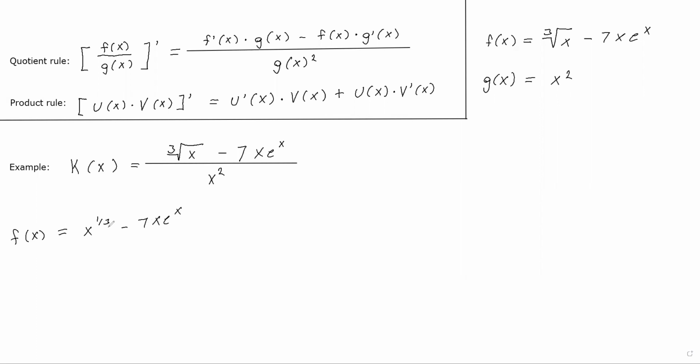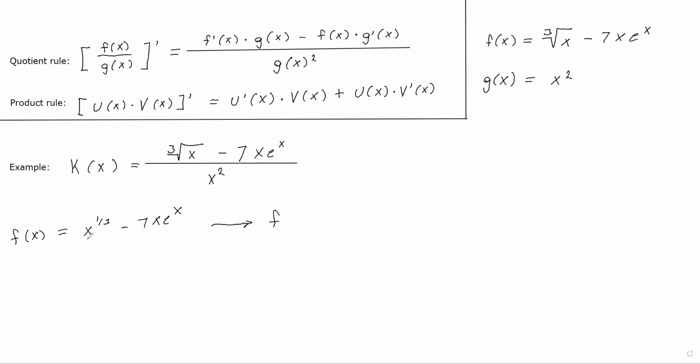Remember, the cube root of something is the same as raising it to the power of 1/3. Just like the square root of x equals x to the 1/2, the cube root of x equals x to the 1/3. I'm sure most of you know that, but I just want to remind you just in case. So now we have our f of x rewritten, and we're going to want to convert that into f prime of x. I apologize for my handwriting in advance if it's difficult to read.